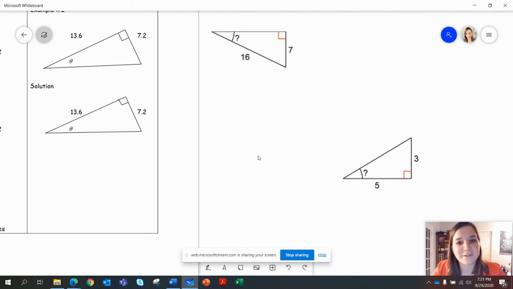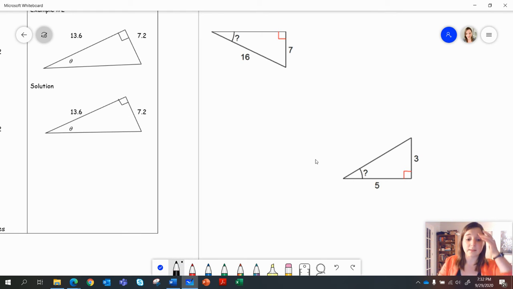All right, presuming you guys have paused the video, I'm going to show you how to do two more examples. And this time we're going to do them from scratch. I'm going to do all of it with you from scratch. So the first thing we're going to do is label. We always start by labeling what? We always start by labeling the hypotenuse. When I label my hypotenuse, it is the side that is opposite.